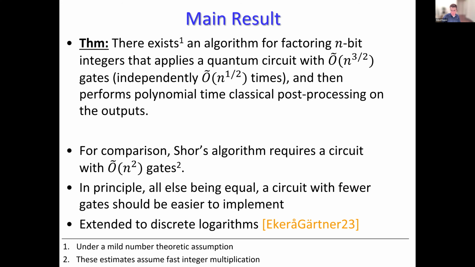Yeah, it's a great point. Currently, this does not apply as is to elliptic curves because we don't have this kind of small numbers that are very easy to multiply, right? Yeah, thank you. Thank you. Great point.